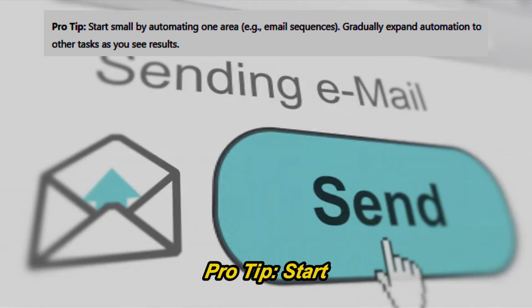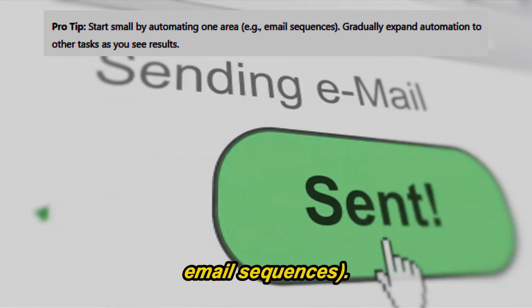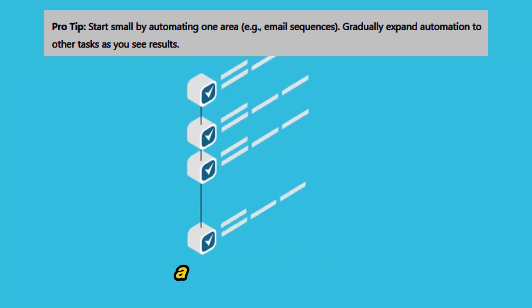Pro tip: start small by automating one area, e.g., email sequences. Gradually expand automation to other tasks as you see results.